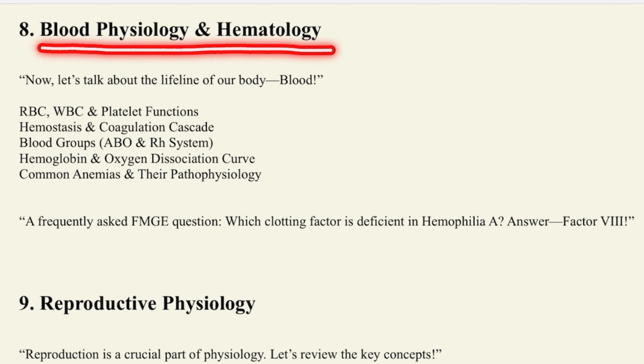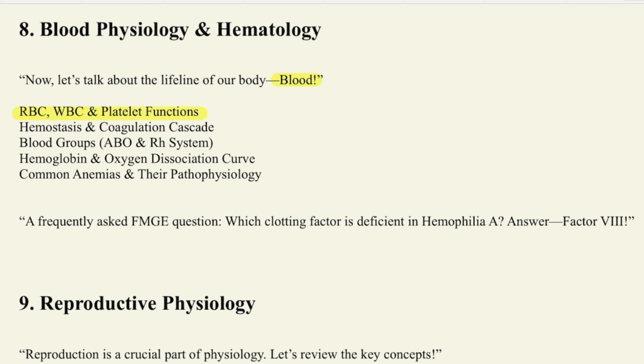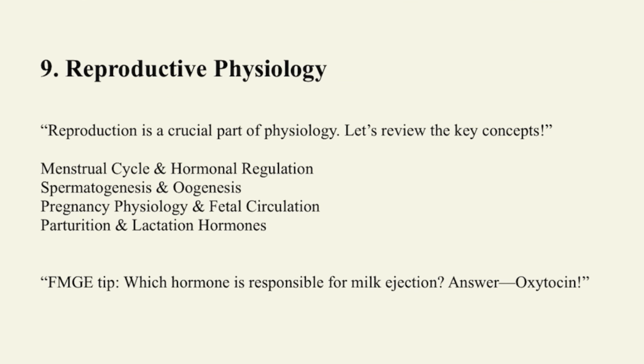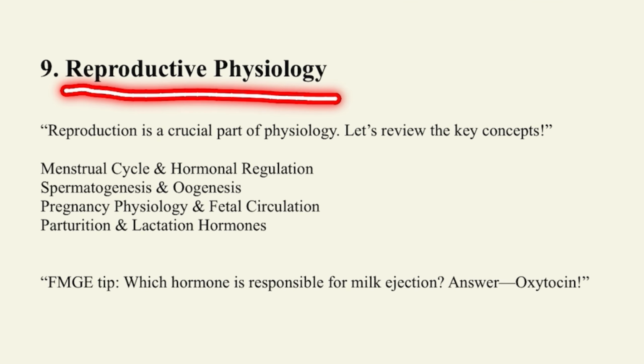After that, blood physiology and hematology. Now let's talk about the lifeline of our body, that is blood. So RBC, WBC and platelet functions, hemostasis and coagulation cascade, blood groups ABO and Rh system, hemoglobin and oxygen dissociation curve, common anemias and their pathophysiology. A frequently asked FMGE question: which clotting factor is deficient in hemophilia A? Answer is factor 8.